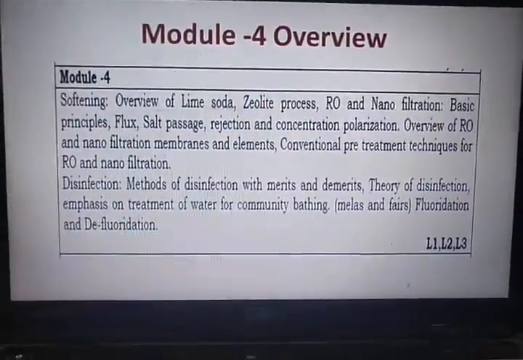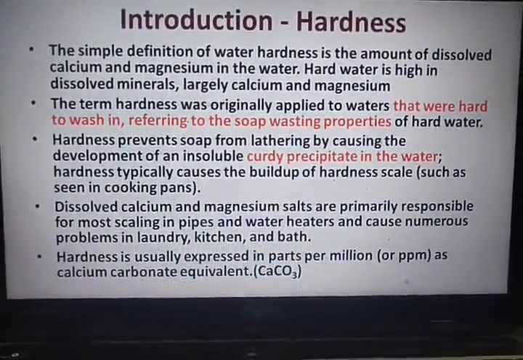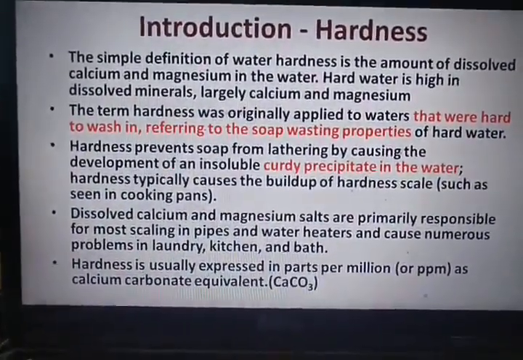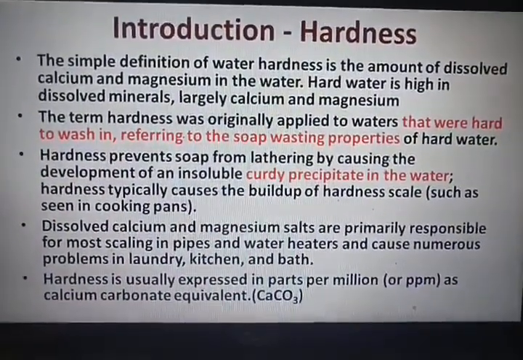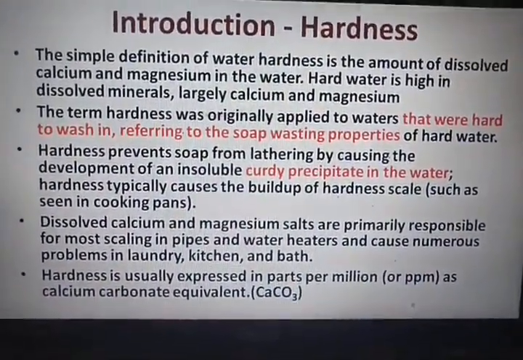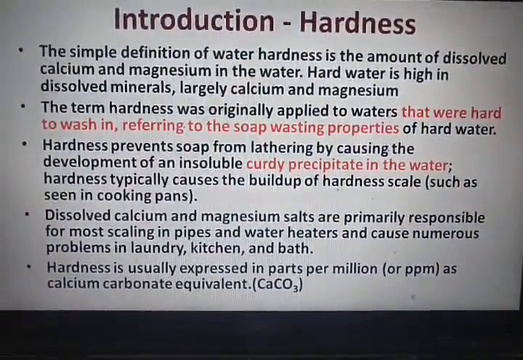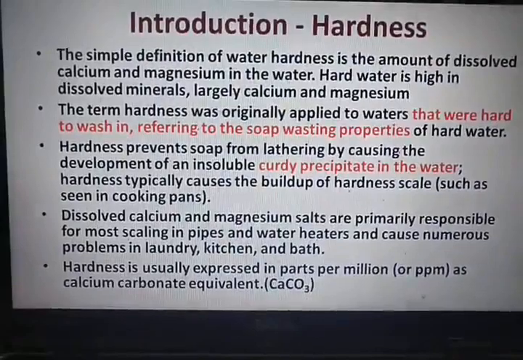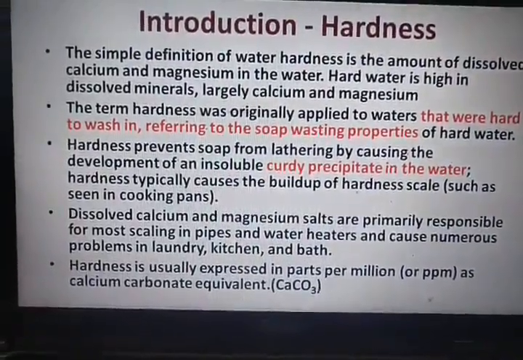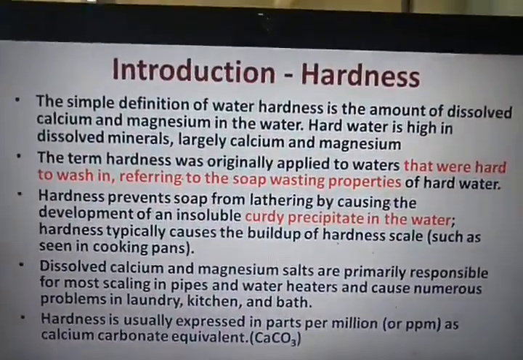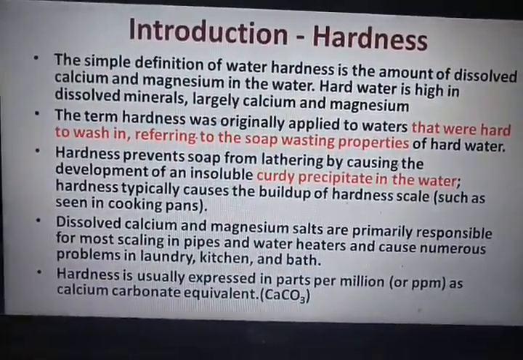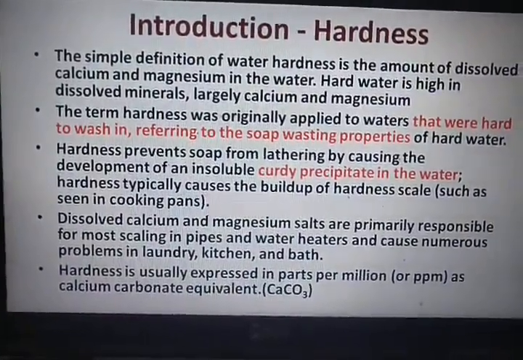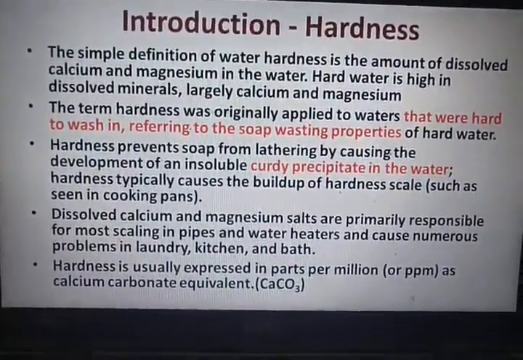Before undergoing the process of softening, first we should know what is meant by hardness or hard water. Hard water is simply the presence of dissolved calcium and magnesium in the water. Of course water may also contain other minerals, but hardness is predominantly caused by the calcium and magnesium ions.